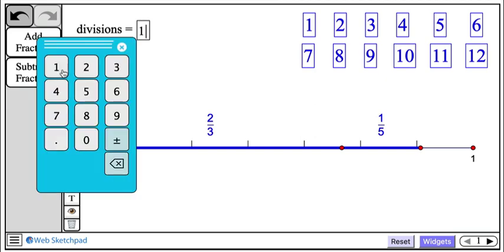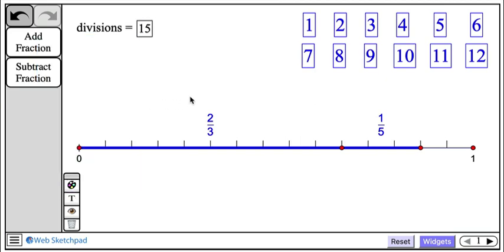Well, how about if I make this 15? Now I can see that 2/3, well, that I can count and see that that is 10/15ths. And my 1/5, well, that's 3/15ths. So altogether, I have 13/15ths, which I can count. So this provides a very nice way for thinking about the algorithm from a visual perspective.